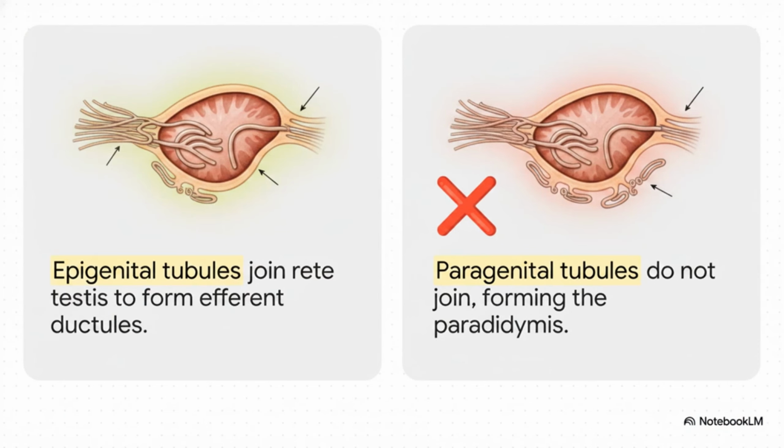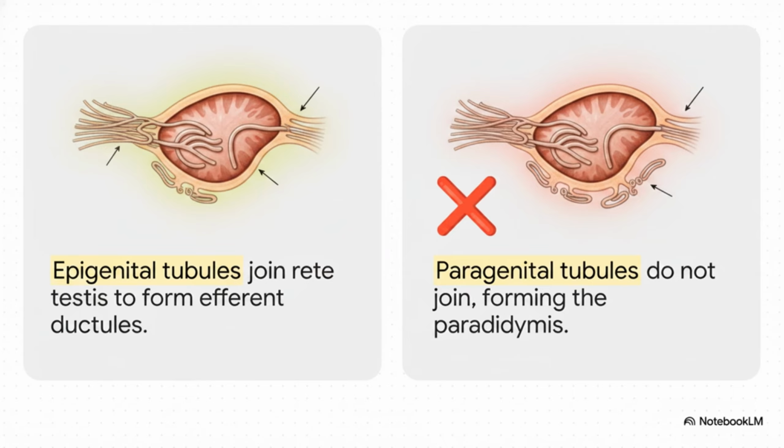We really need to draw a sharp contrast here, guys, because this is a classic exam trap, distinguishing between the epigenital and paragenital tubules. As the mesonephros regresses, a few of the excretory tubules, the epigenital tubules, manage to successfully establish contact with the cords of the rete testis. These are going to become the efferent ductules.